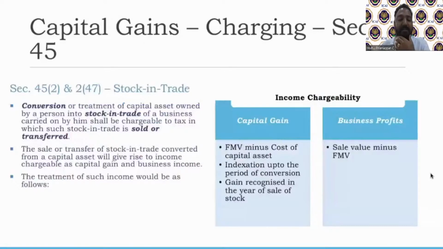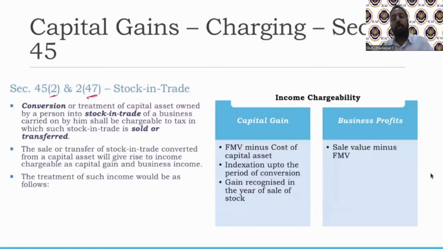Okay, we'll move on to the next exception. The next exception is stock in trade. Section 45 provides for conversion of stock in trade, and Section 2 clause 47 defines transfer, correct? So it says that if it is stock in trade, it shall not be treated as a capital asset.